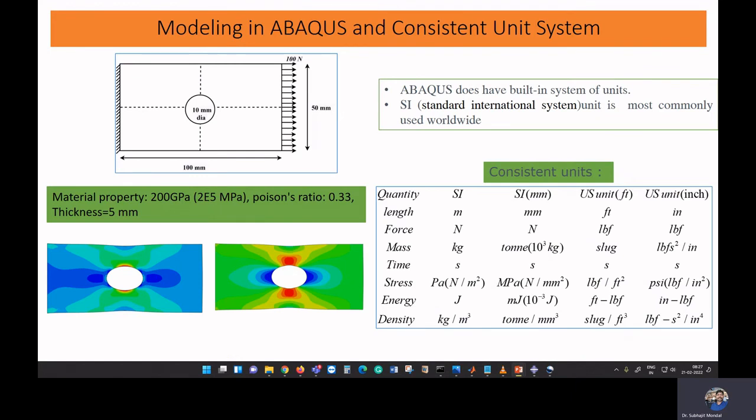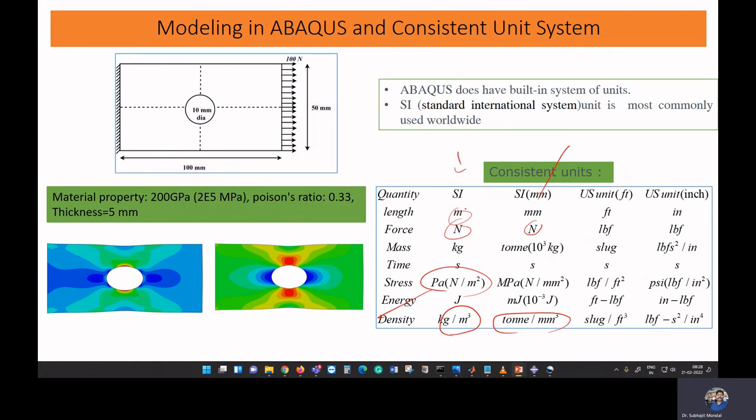The thing you have to keep in mind is that ABAQUS does not have any inbuilt unit system. So you have to be consistent with the units. If you are modeling your geometry using meter and all the force in Newton, in that case, you should enter the density in kg per meter cube, and as output you will get the stress in Pascal. Now, if we consider all the geometry in mm, and all the force in Newton, then you have to define the density in ton per mm cube, and the stress output that you will get will come as megapascal. So you have to interpret it that way.